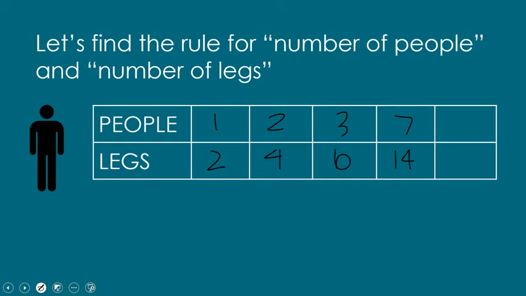And then let's say that person goes crazy and brings, let's say, 8 people to the front of the room. So now there are 15 people standing at the front. How many legs would there be in total? That's right, there'd be 30 legs in total. So what is my rule here? What am I doing? I'm taking the number of people and multiplying it by 2 to get the number of legs. So 1 times 2 is 2. 2 times 2 is 4. 3 times 2 is 6. 7 times 2 is 14. And 15 times 2 is 30.